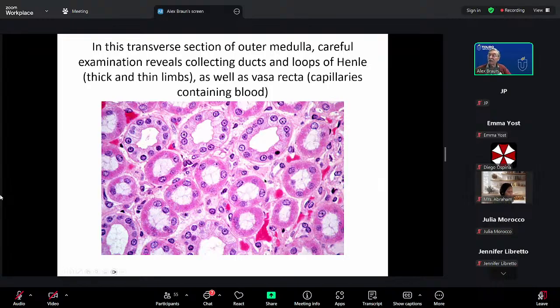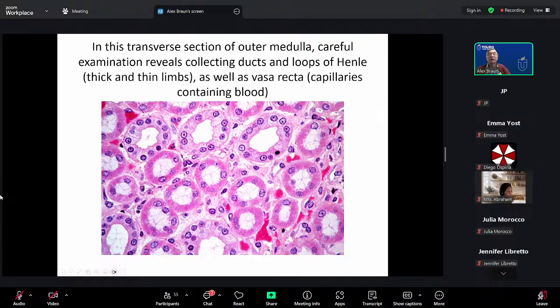We see a variety of different tubules. We'll talk a little bit more about this later, so I don't want to belabor the point here right now, but there are a variety of different tubular structures in the medulla, including collecting ducts and portions of the loop of Henle, as well as capillaries that belong to the vasa recta.